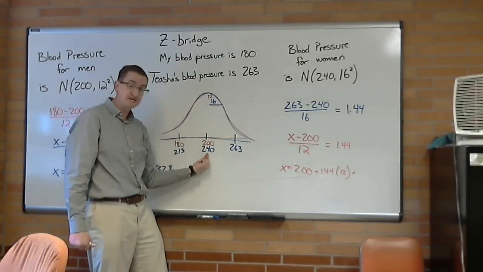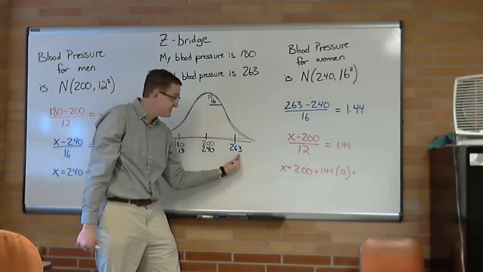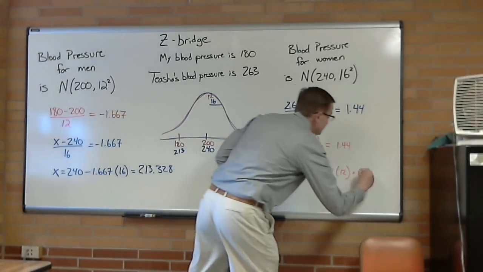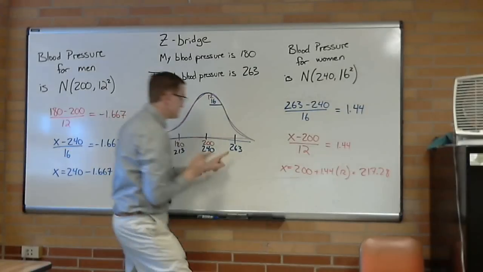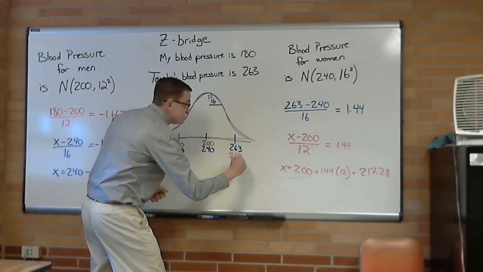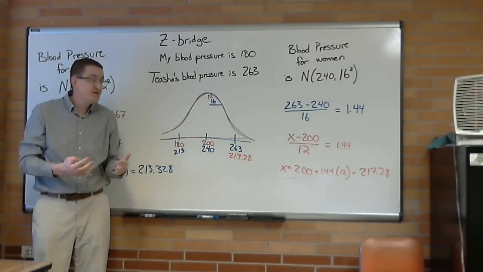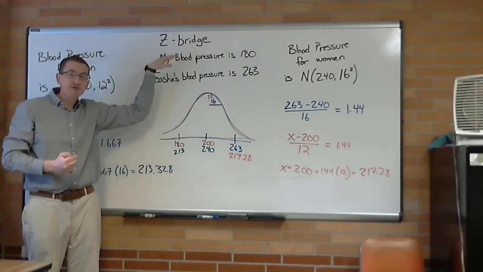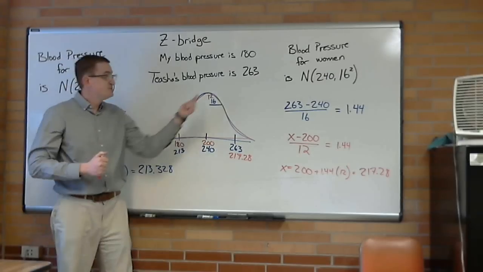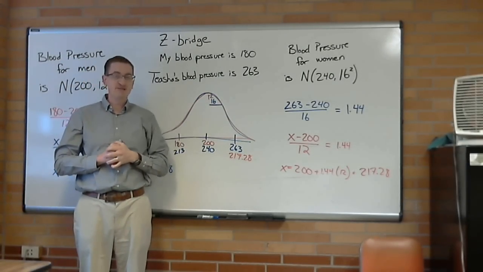I'm going to start at 200 because that's my middle, and I'm going to go up one standard deviation and 0.44 more standard deviations. Each standard deviation is 12, and that gives me 217.28. So her value of 263 on the women's distribution is like me having a value of 217.28 on the men's distribution. So now when we say, you don't understand me, we have something that can build a bridge. They tell you love can build a bridge. What you really need is the z-score. We can use the z-score to go between two distributions. And that's how statistics has been saving marriages for the last 200 years.